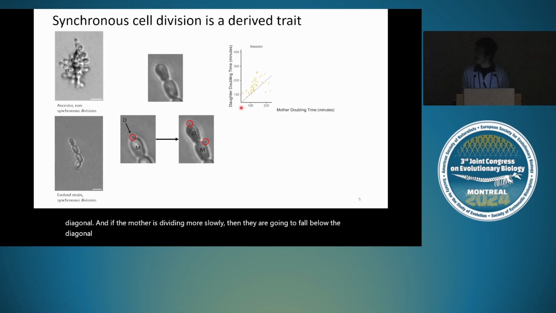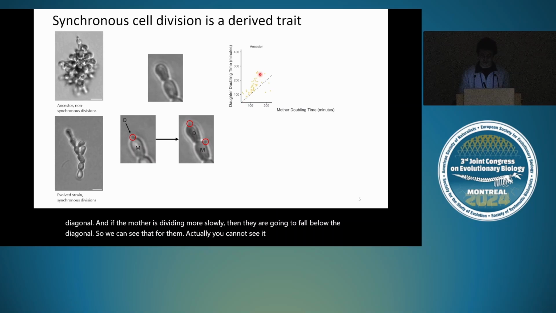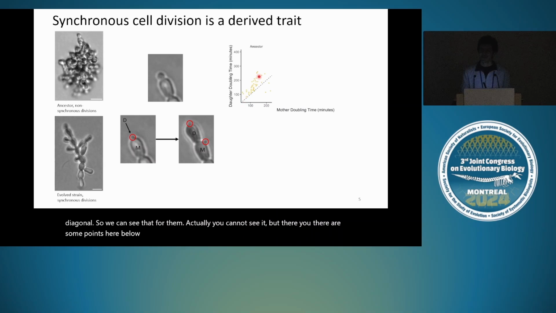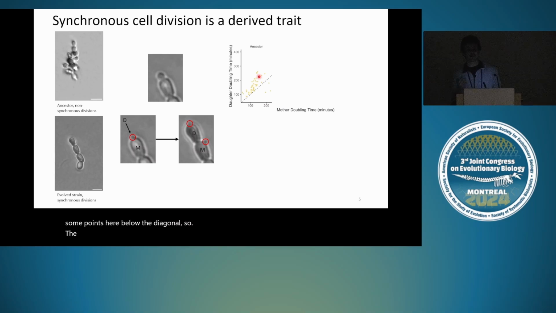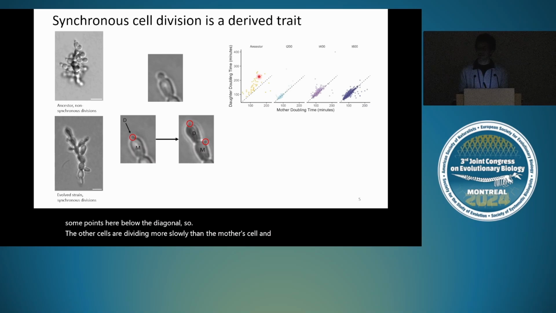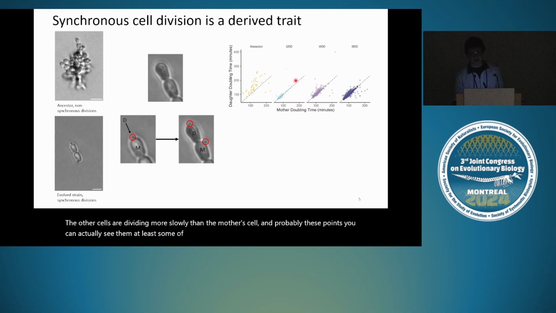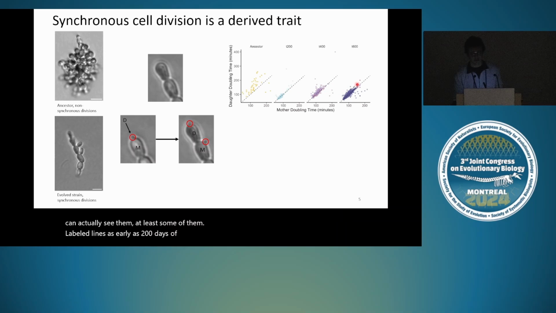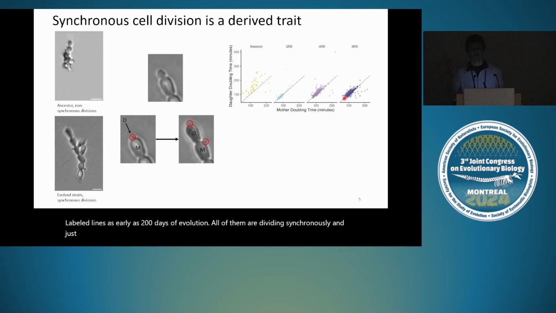We can see that for the ancestor, there are some points below the diagonal, so the daughter cells are dividing more slowly than the mother cell. And for the evolved lines, as early as 200 days of evolution, all of them are dividing synchronously and just falling on the diagonal, with a little bit of variation.